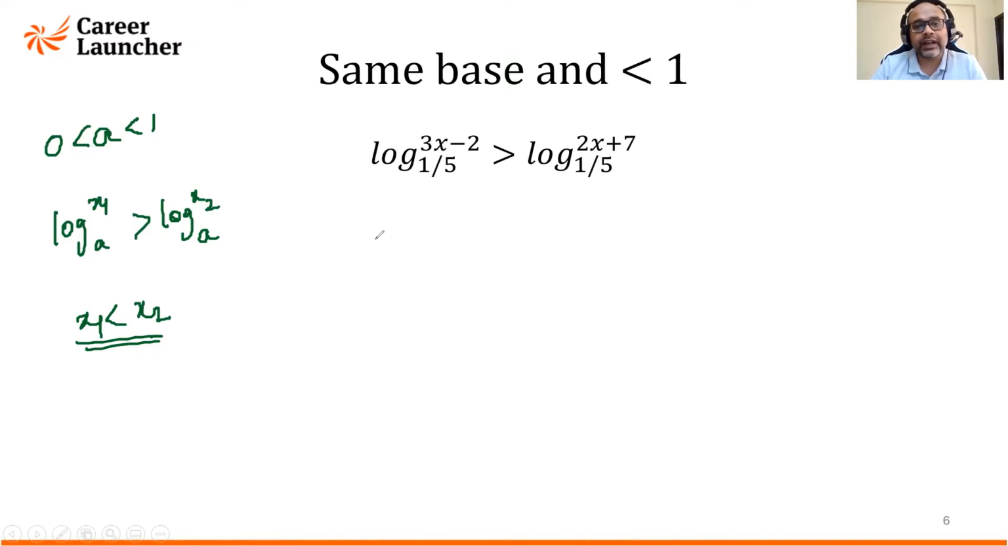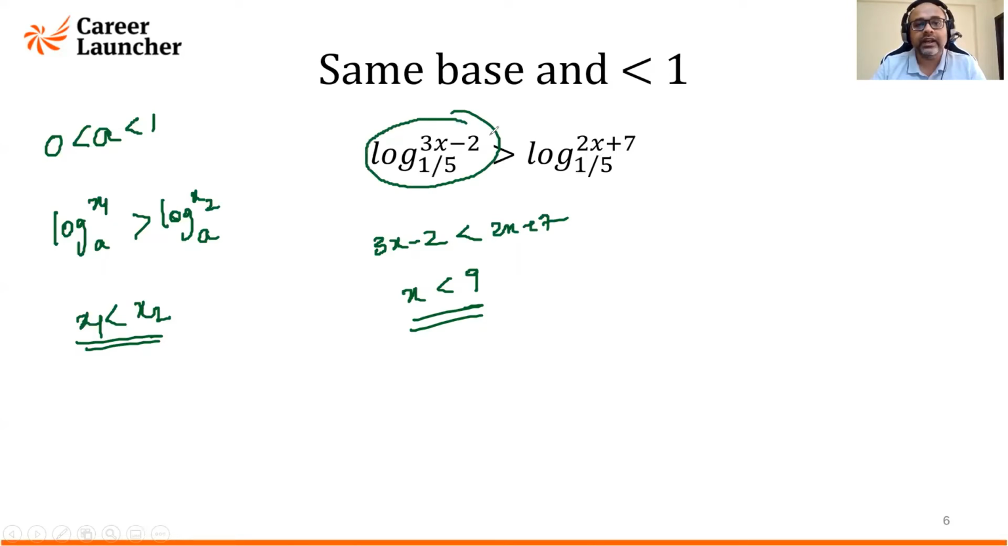So if you apply this straight away, I'll get 3x minus 2 is actually less than 2x plus 7. This gives me x is less than 9. But please don't say this is your answer. You have to make sure that the left hand side is valid. Left hand side is only valid when 3x minus 2 is greater than 0 or x is greater than 2 by 3. Right? And right hand side is valid when 2x plus 7 is greater than 0 or x is greater than minus 7 by 2.